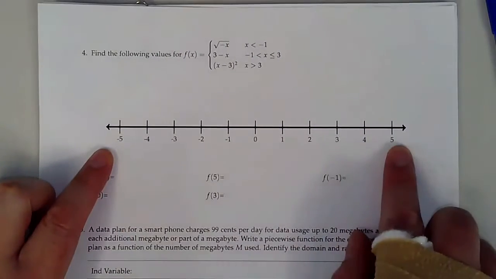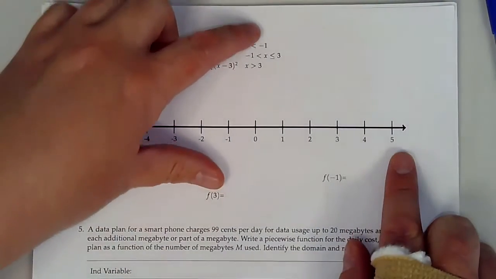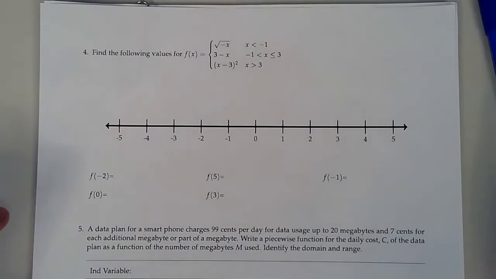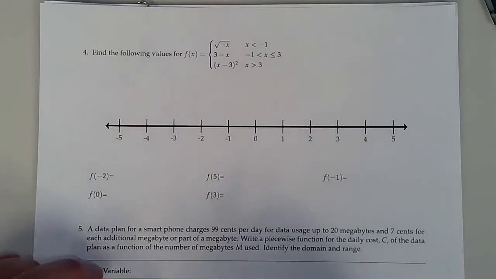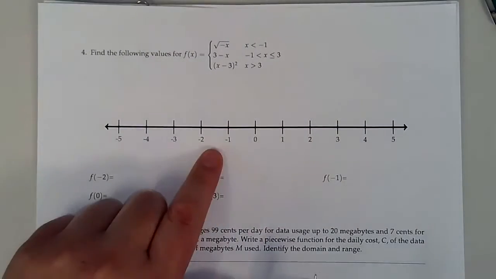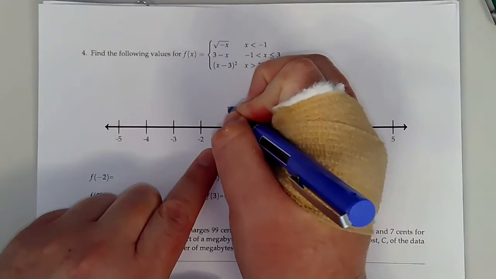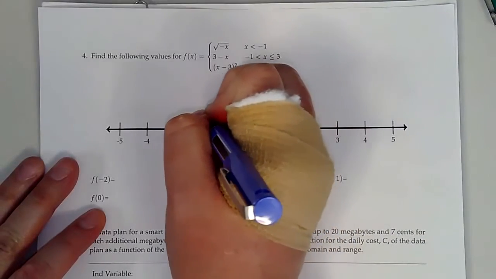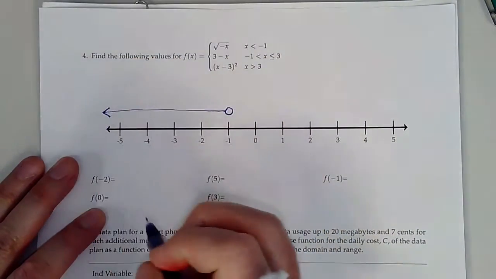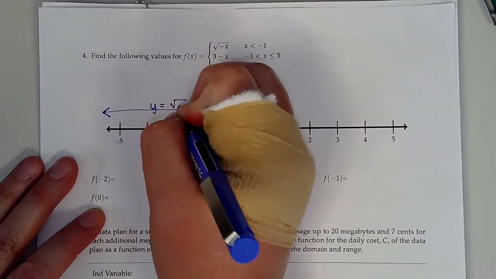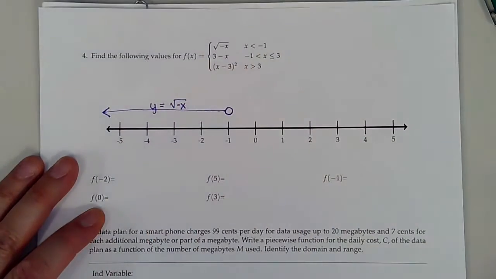So here I have a number line from -5 to 5, so it goes beyond the bounds of where my fence lines would be. And I will start with this first one. So this is for x less than -1. So here's -1, and it is less than. So I'm going to put a hollow dot there. I'm going to draw this line going this way. And this function is y is equal to the square root of -x.